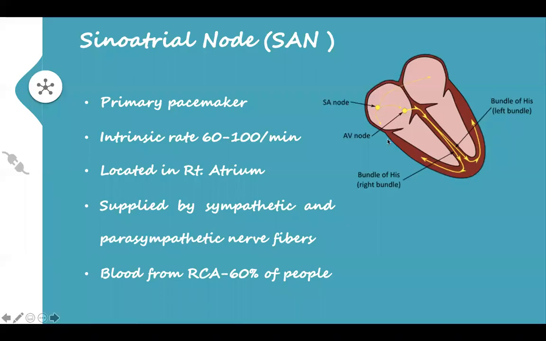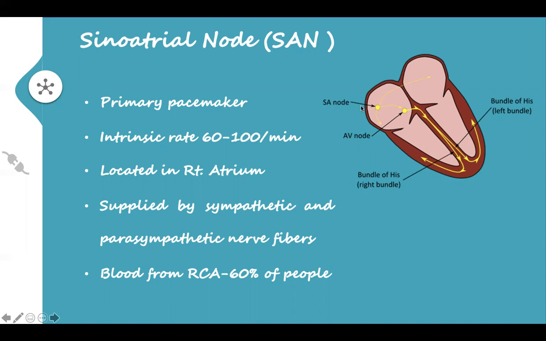Welcome back. In this video, we'll revise the electrical system of the heart. So think with me. This is the SA node, which is the primary pacemaker of the heart. It fires or discharges electricity at a rate of 60 to 100 per minute. So our basic heart rate is 60 to 100. If it is below 60, it will be a bradycardia, and if it is above 100, it will be a tachycardia.